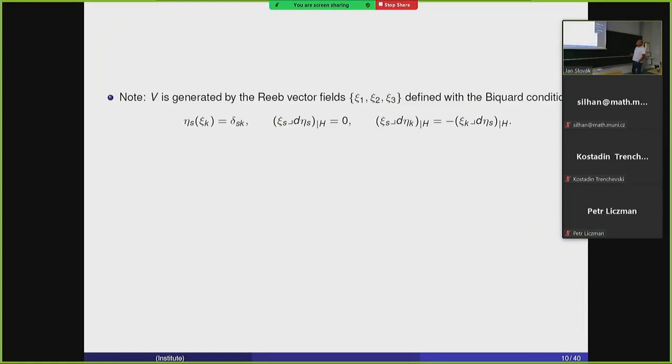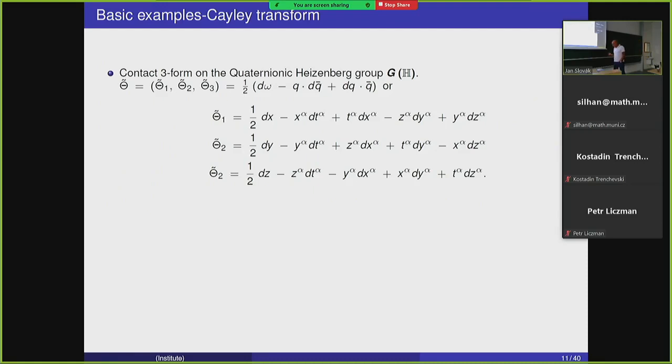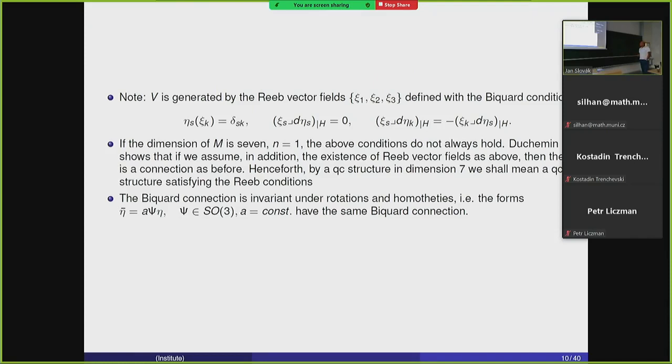So this connection plays the same role as the Tanaka-Webster connection. Also, Biquard describes this vertical field and this vertical distribution, which ensures that this is described with these properties. Actually, these are the quaternionic connection one forms of his connection. But he shows that this always exists if n is bigger than 1. But if n is equal to 1, this cannot be true. But if one assumes that this vertical distribution exists, one has the connection in dimension 3 also.